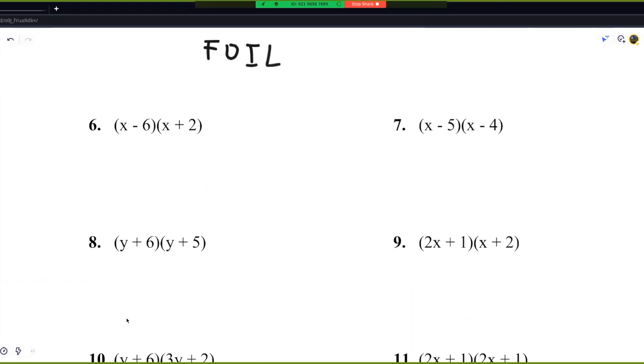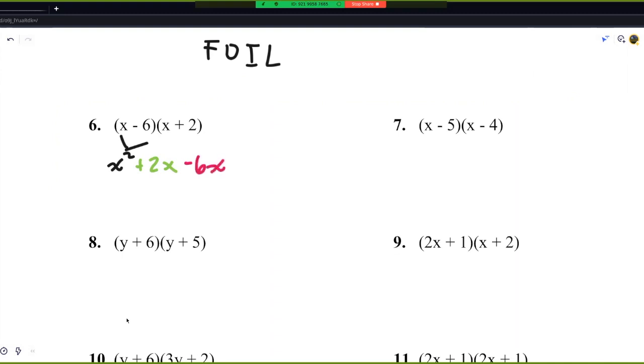Okay, so when we FOIL, we do first. First would be x and x. That would be x squared. That's where the first comes, okay? Change colors again. Then we have outside. That would be x and 2. So that would be plus 2x for the outside. Then we have inside, negative 6 and x. That would be minus 6x.